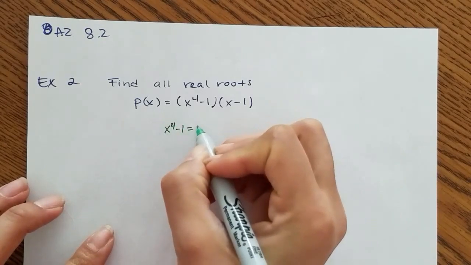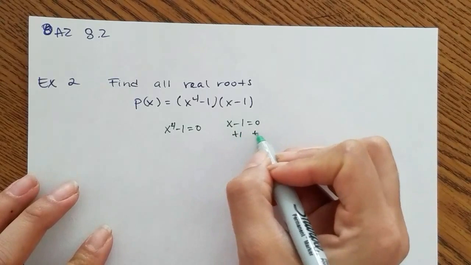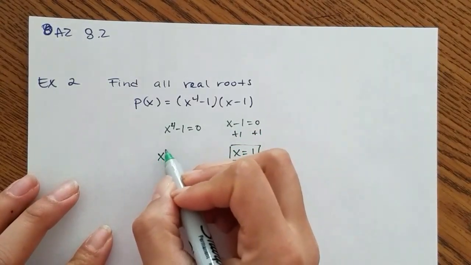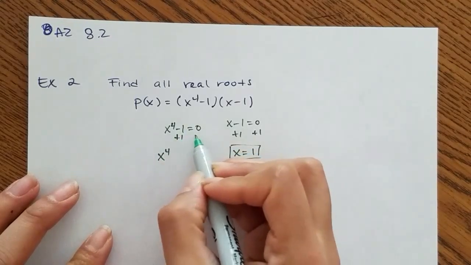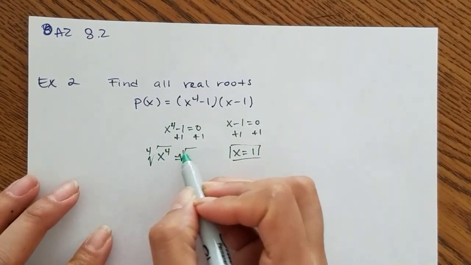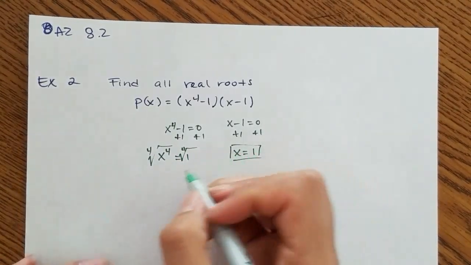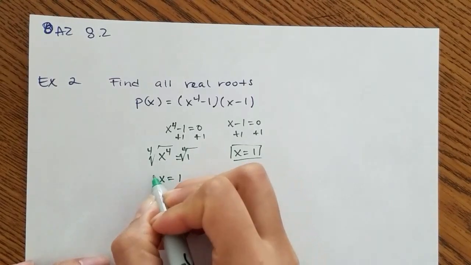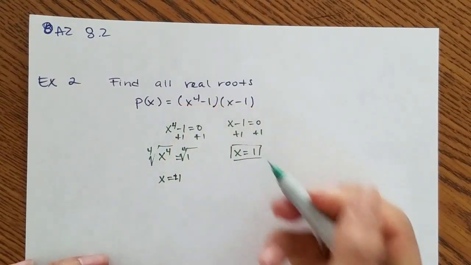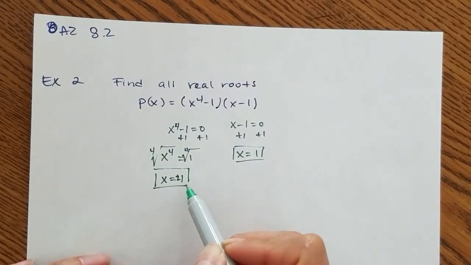x minus 1 is equal to 0. Add 1 on both sides. x is equal to 1 is one of our roots. x to the 4th, you add 1 here, is equal to 1. You can take the 4th root of 1. This one's easy. 1 times 1 times 1 times 1 is 1. So x is equal to 1 here, plus or minus. So there's 3 real roots that we have here, okay?